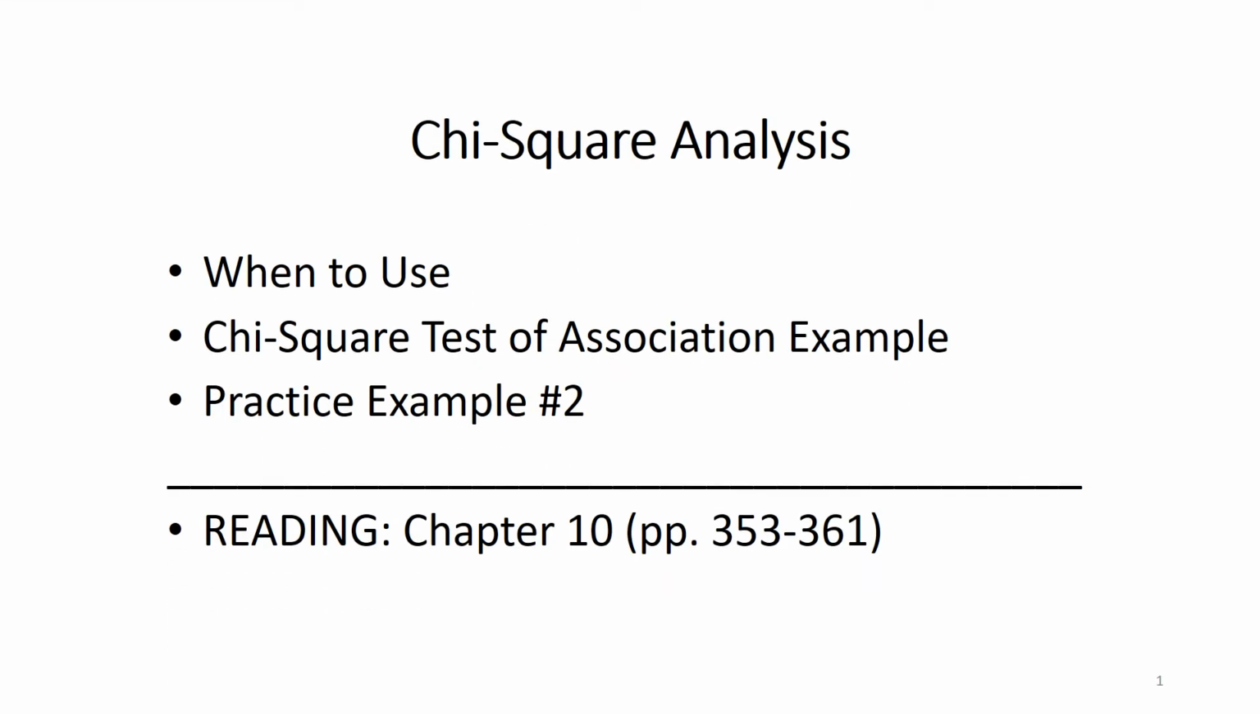Hi everyone. In this lecture we're going to talk about chi-square analysis. And similar to the other inferential tests that we've gone through this semester, we're going to start off with when to use chi-square analysis, when it's appropriate. And then we're going to focus primarily on the one type of chi-square test that is most commonly used in our field, which is known as the chi-square test of association, other times referred to as the chi-square test of independence. We'll walk through an example using that particular test, and then we'll walk through a second example.